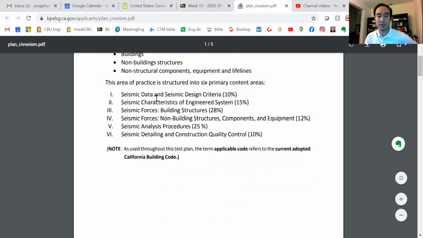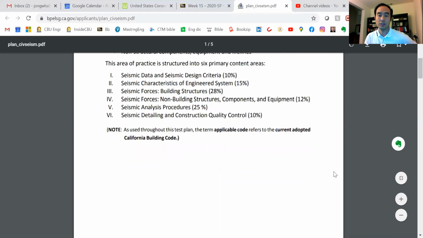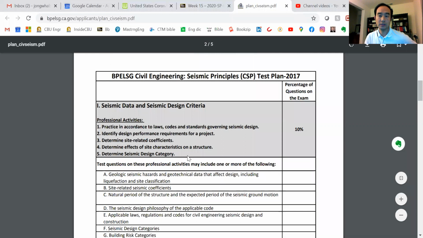So seismic data and seismic design criteria is 10%, characteristics of engineered structures and systems is 15%, seismic forces for building structures is 28%, seismic forces for non-building structures, components and equipment is 12%, seismic analysis procedures is 25%, and detailing and construction quality control is 10%. And you can see more detailed items under each criterion.